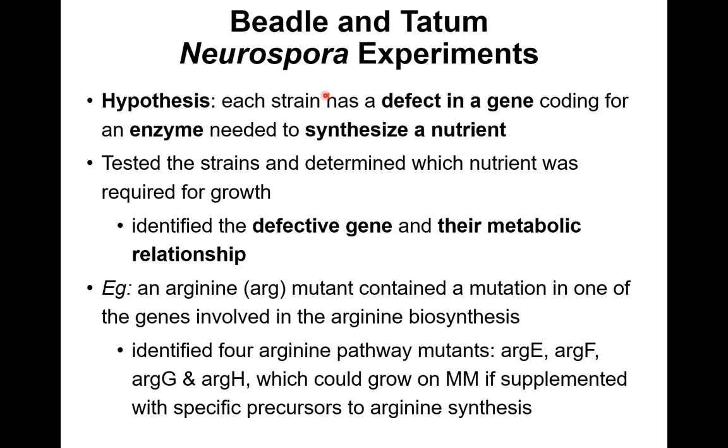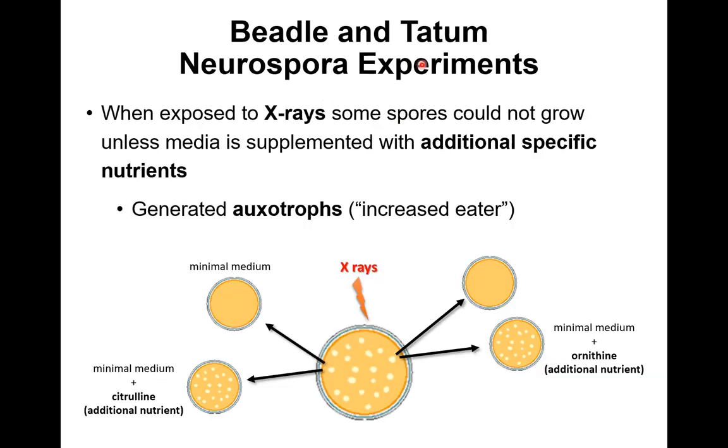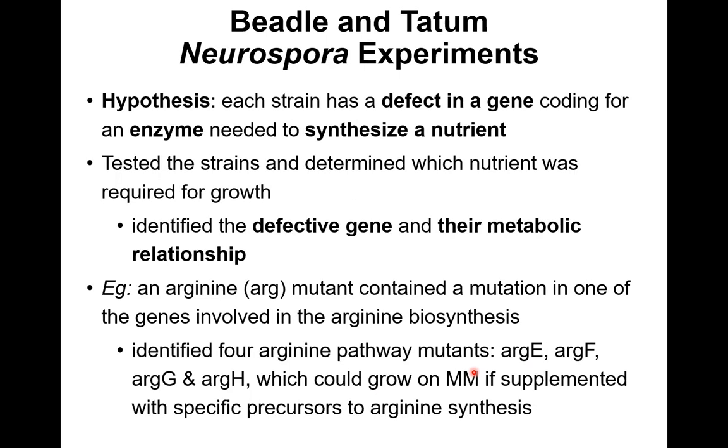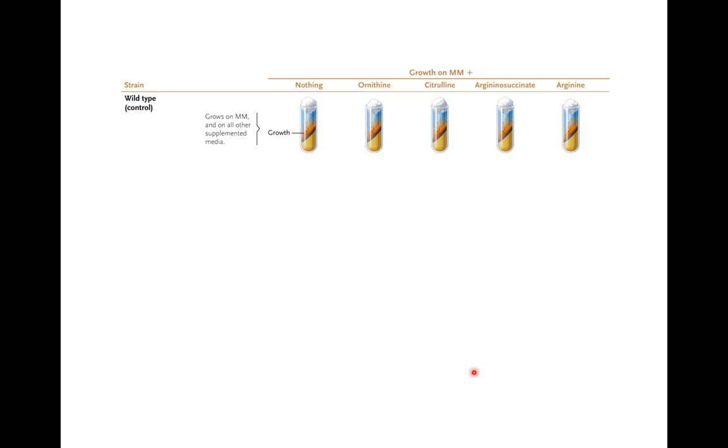Not only that, but once they determined the different nutrients, for example, they determined that these would need ornithine, these would need citrulline, they determined the relationship between these nutrients. What is their relationship? Are they connected somehow? Is one synthesized from the other one? So not only did they identify the defective genes, but also they built a pathway where these genes were involved. So just moving to the pictures is probably faster.